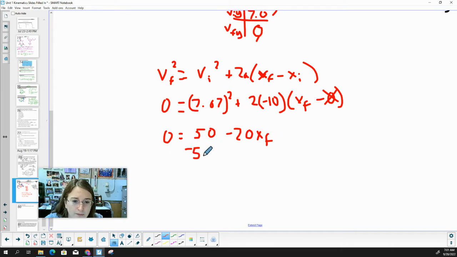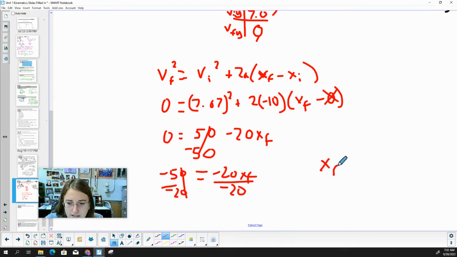So I'm going to minus that 50 over. I've got minus 50 on this side, I've got negative 20 x final. Divide by negative 20. Okay, so you should get x final is 5 divided by 2, 2.5.